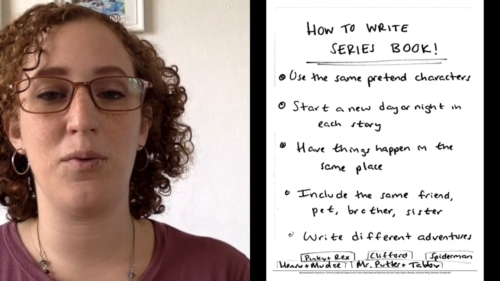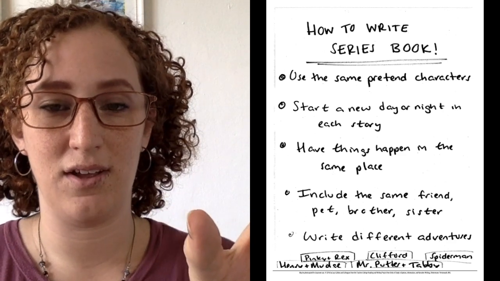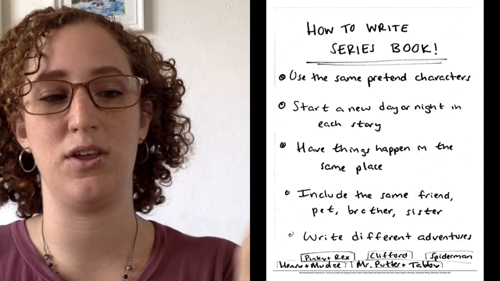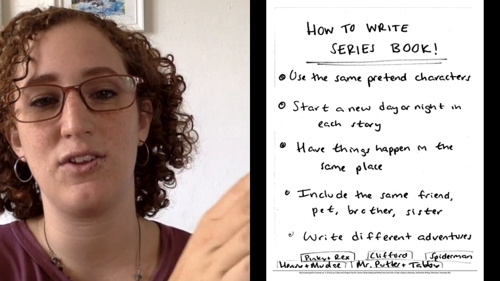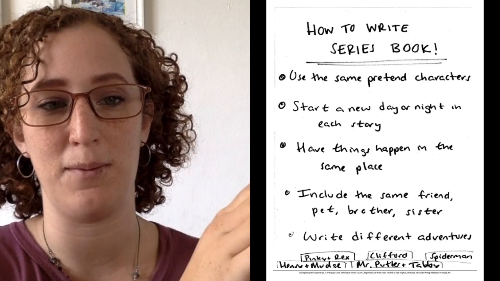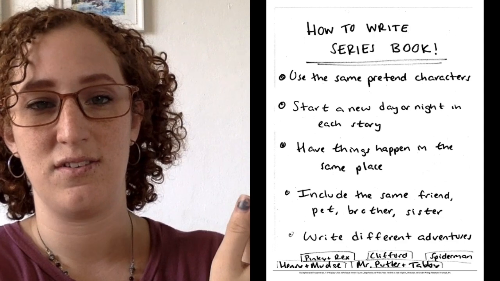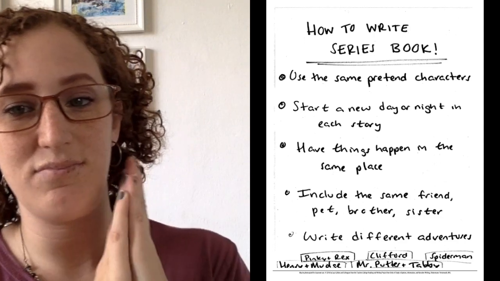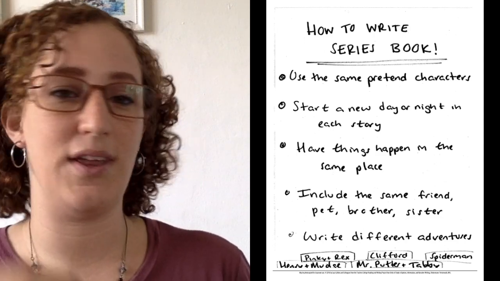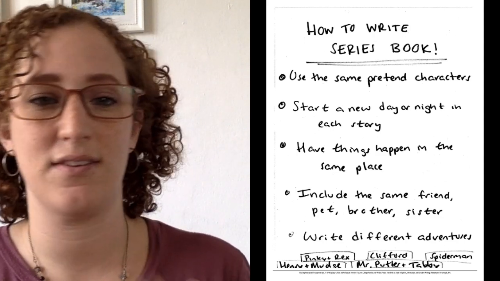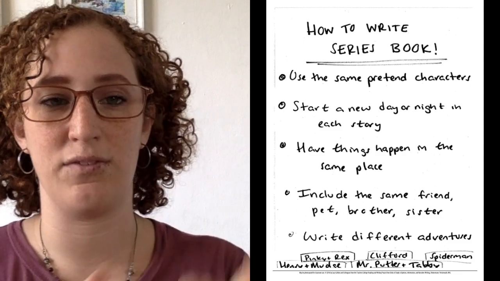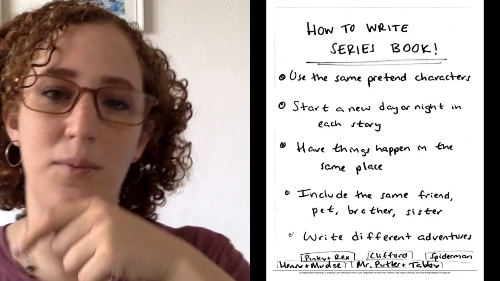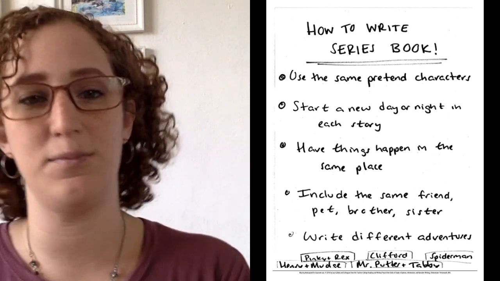Also, you're going to want to end that book to start the next one. So you don't want your story to keep going in each book. You want to find some kind of solution or answer to the problem for this book, finish it, and then start the next book, including the same characters. You're going to want to include the same friends, same pets, same brother and sister in each one of the books so that your reader is like, oh, I know who that dog is. Oh, I know who that person is. They were in the last book.